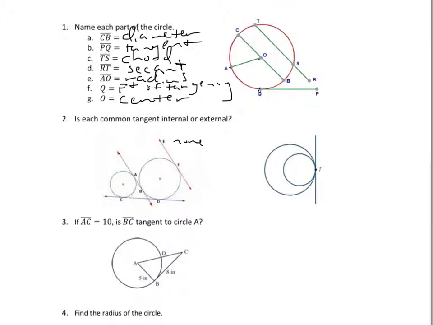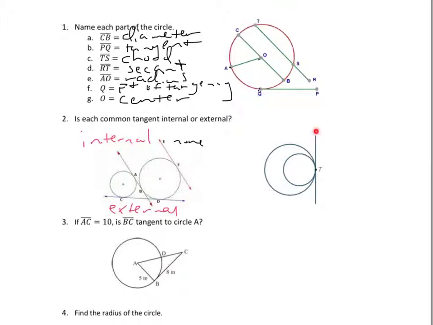Right? If we look here at AB, AB intersects this circle and this circle, and it crosses through the inside of the two circles as it hits them. So that tells us that it's going to be an internal common tangent. And CD differs from that because although it hits both of them, it doesn't cross to the inside. It stays on the outside, on the same side of those two circles the whole time. So that would be an external common tangent.